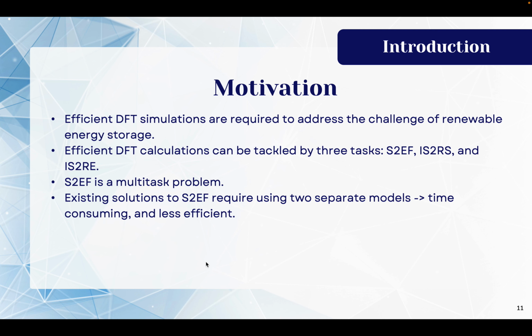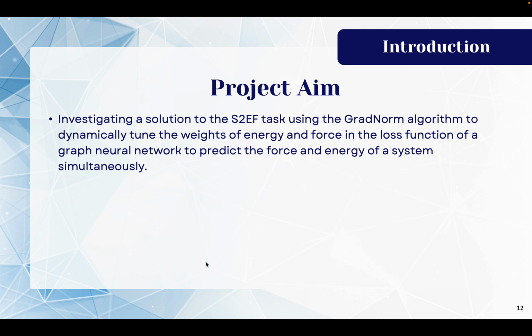It requires two separate models so that the first model can only evaluate energy and the second model can only evaluate force. The main aim of my project is investigating a solution to the S2EF task using the GradNorm algorithm to dynamically tune the weights of energy and force in the loss function of a graph neural network to predict the force and energy of a system simultaneously without needing to use two separate models.